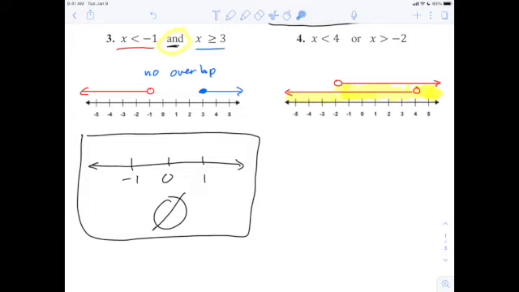Any number you can think of is either less than 4 or greater than -2. And there's a few that are both, but that's not what this one's asking for, just or, so either or. And so our final answer is, hey, this is all real numbers, all real numbers.